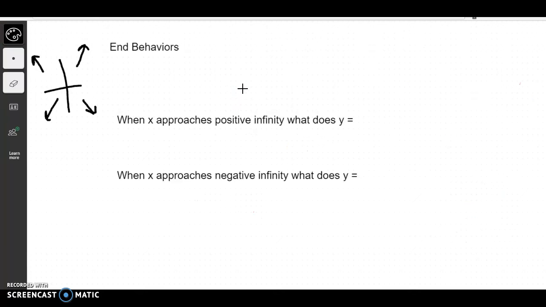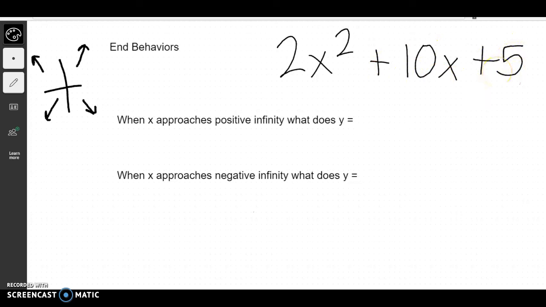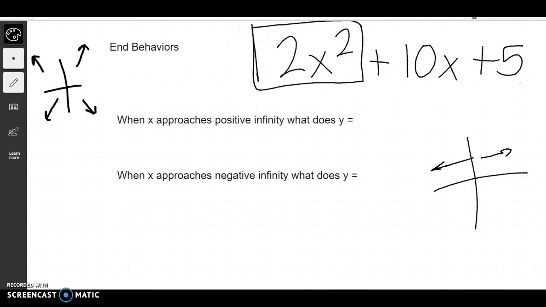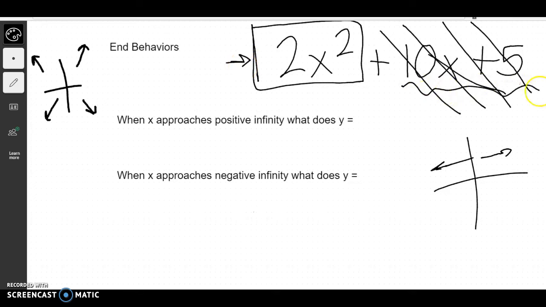Let's do another example. Example number 2, let's say this is my function this time: 2x squared plus 10x plus 5. We're going to do the same thing for our end behaviors. If I put in a really big number, the leading term is going to have more impact than all this other stuff. So I don't really have to worry about the other terms, because when you get in the millions and billions, this becomes so much larger than everything else that you stop caring about these terms right here.